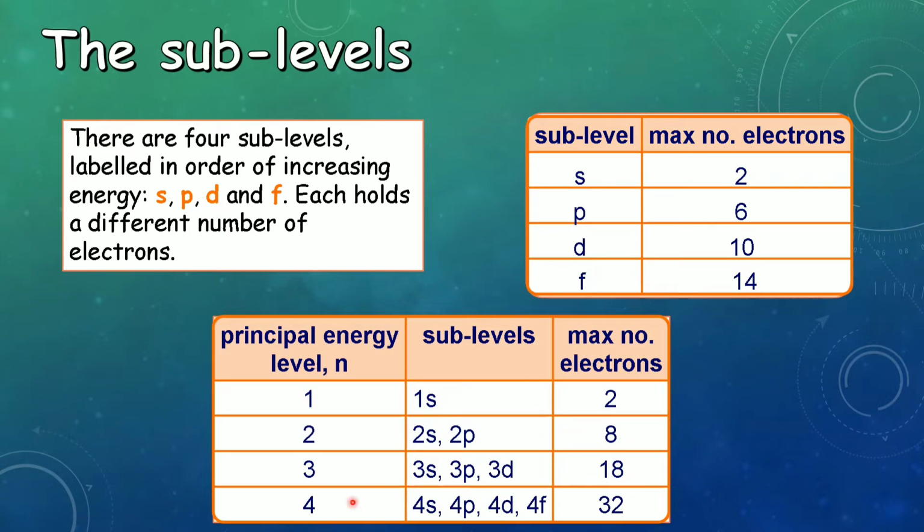And then for principal energy level number 4, its sub-levels are S, P, D, and F, and the maximum number is 32. How did it become 32? S has a maximum of 2. P has 6. So 2 plus 6, we have 8. D has a maximum of 10. So 8 plus 10, we have 18. And then F, with a maximum of 14. 18 plus 14, we have 32. Okay?